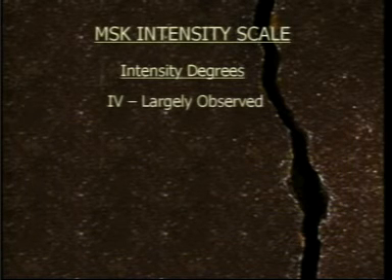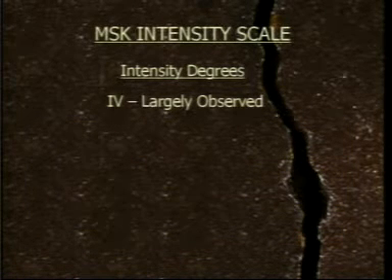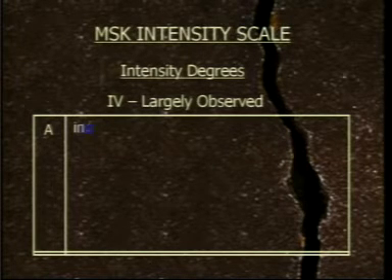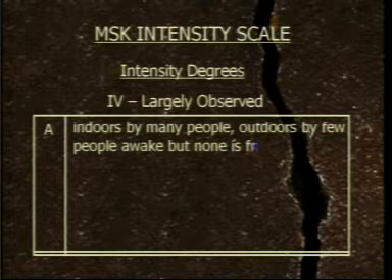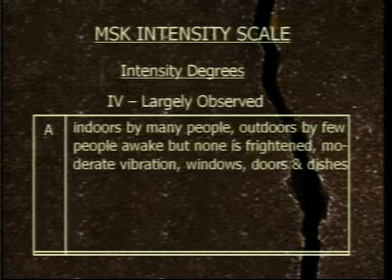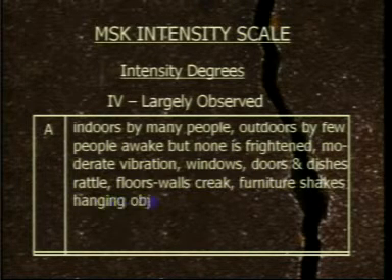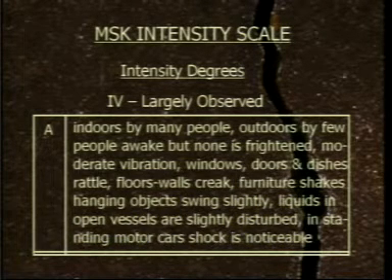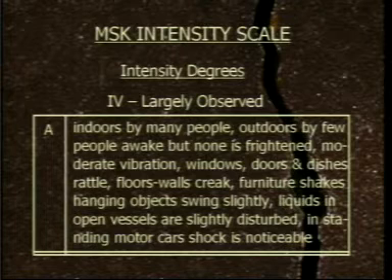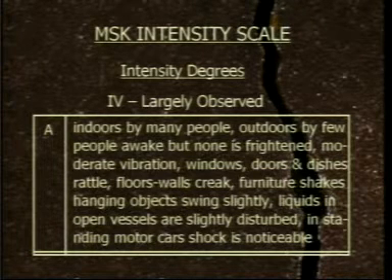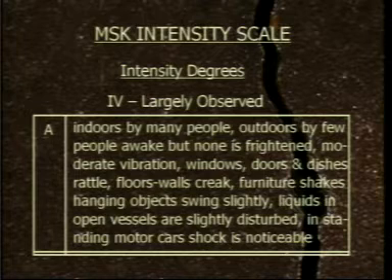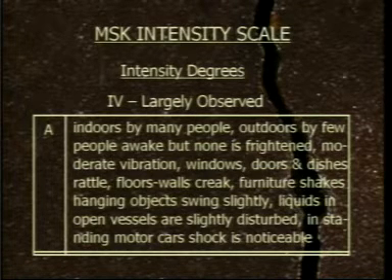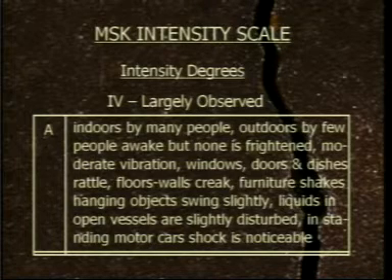Let us go for intensity 4. Intensity 4 is largely observed. Here the A part consists of the earthquake felt indoors by many people, outdoors by a few. Here and there people awake, but none is frightened. The vibration is moderate. Windows, doors and dishes rattle. Floors and walls creak. Furniture begins to shake. Hanging objects swing slightly. Liquids in open vessels are slightly disturbed. In standing motor cars, the shock is noticeable. Here also, there is no effect on B and C.